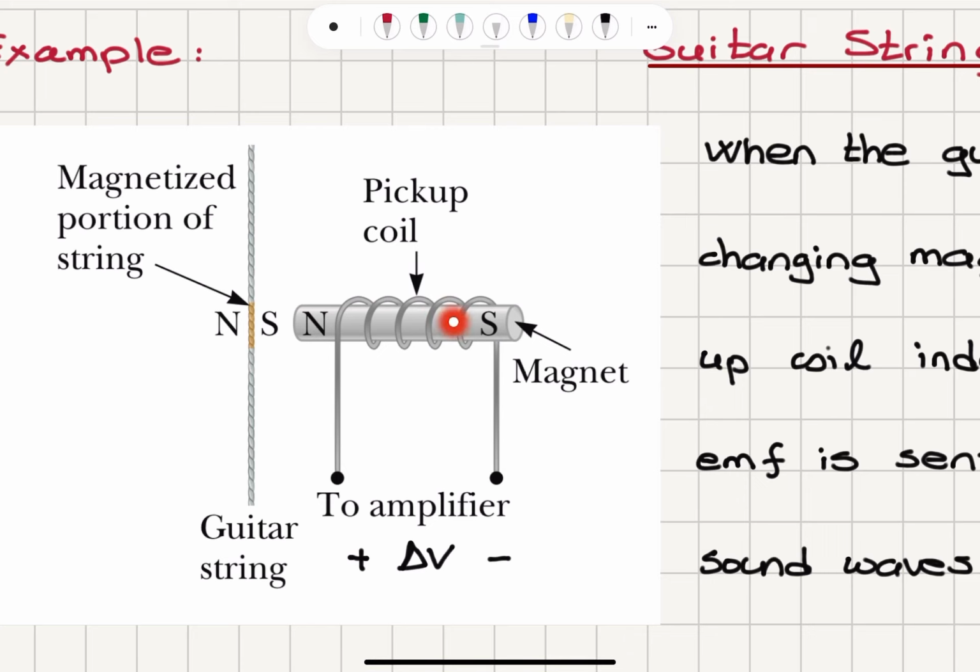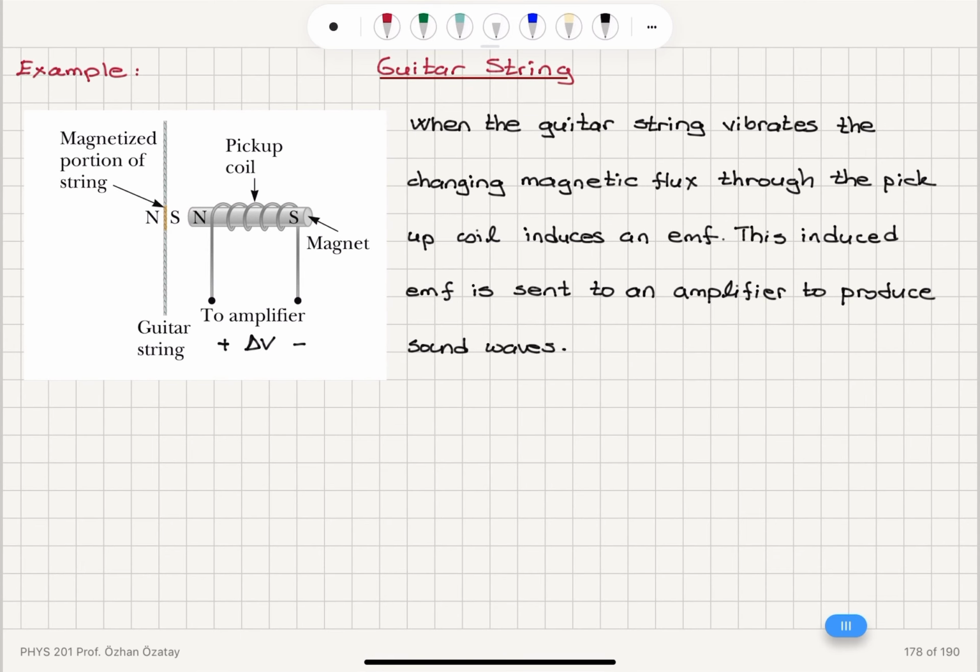The pickup coil has basically a magnet inside which provides a constant magnetic flux, but due to the presence of this portion of the string which approaches or goes away, the flux through this pickup coil changes, and therefore this creates an induced EMF. This induced EMF is picked up by an amplifier and will be creating sound waves. So when the guitar string vibrates, the changing magnetic flux through the pickup coil induces an EMF, and this induced electromotive force is sent to an amplifier to produce sound waves.